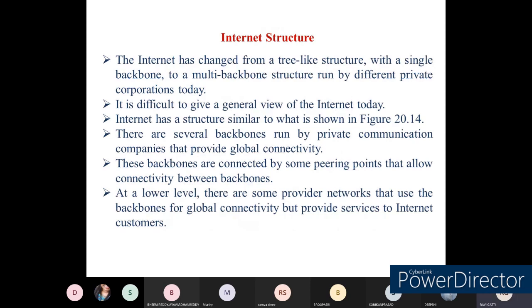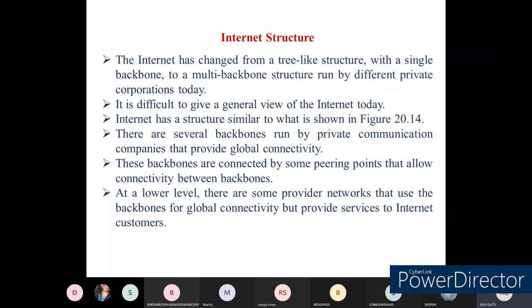Here you can see the internet structure. It is like a tree structure. This tree structure has a single backbone, or we can have multiple backbone structures, along with different private corporations incorporated. So this is the general architecture we are going to use in today's internet world.